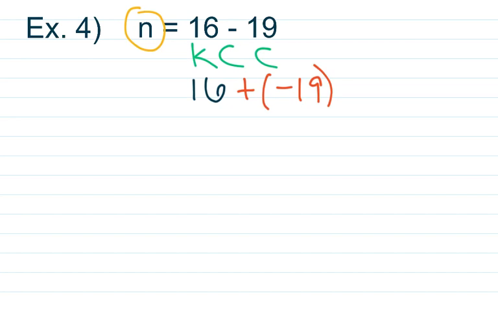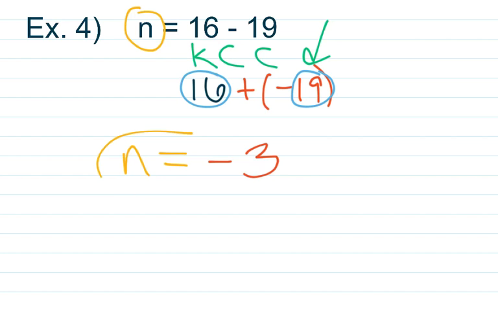When you add a positive and a negative, remember, you need to find the difference of the absolute values. In other words, just look at the numbers as regular whole numbers, a 16 and a 19. Find the difference of the high number minus the low number. 19 minus 16 would be 3. And we are going to keep the sign of the larger value. The larger absolute value here would be 19. It's negative, so we have to keep the negative sign with our answer. And we need to bring down our variable, n equals negative 3.